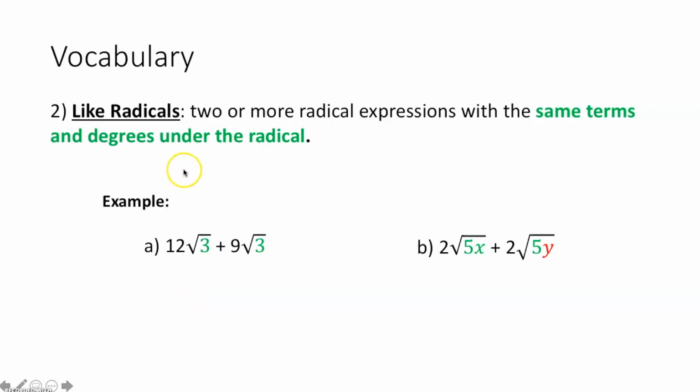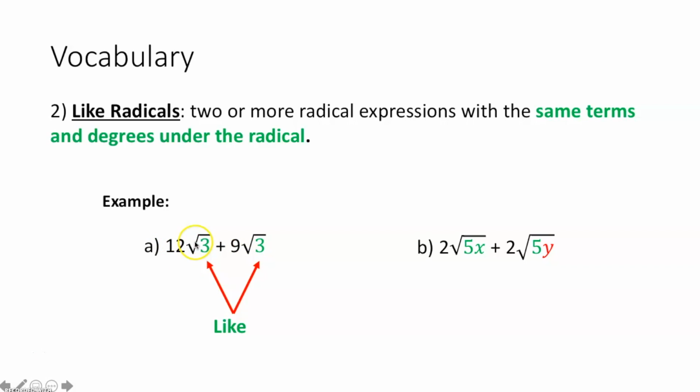Now let's talk about like radicals. So two or more radical expressions with the same terms and degrees under the radical are like radicals. All you have to do is make sure the radicands match. So in this case, the radicands do match. Therefore, these are like radicals. So what we can do then is add them together. So we would add the 12 and the 9 and keep the rad 3.